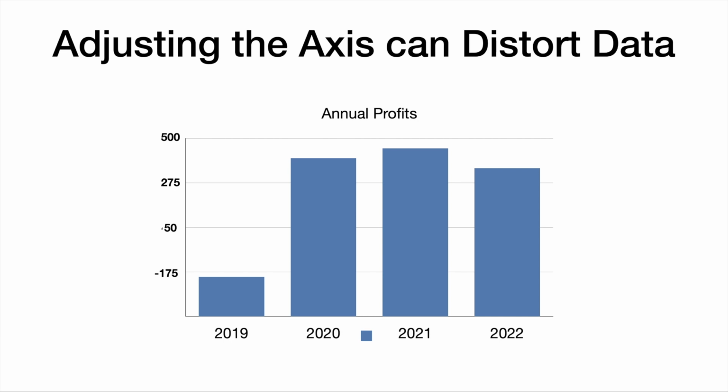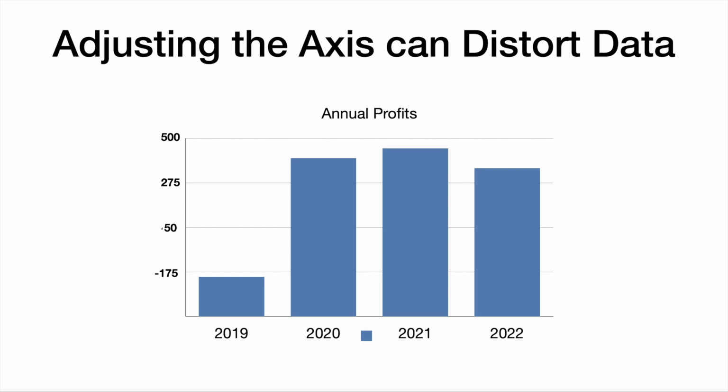Here again, we can see that adjusting the axis can distort the data. So here we're looking at annual profits year on year. But here the designer of this chart has gotten up to a bit of jiggery-pokery by starting the axis below zero. So in 2019, the company had losses. But here, at a glance, they look like low profits.